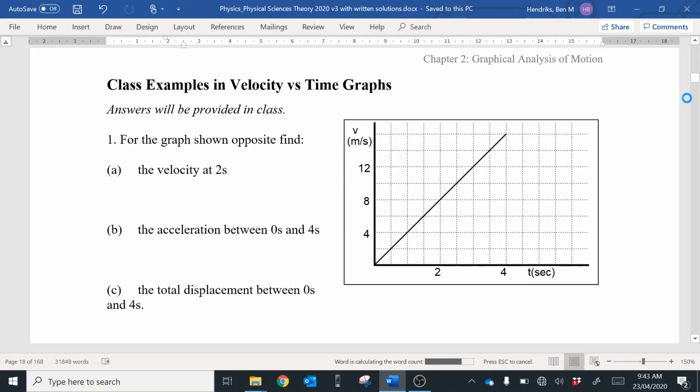Okay, so we're now doing examples in velocity versus time graphs. For this first one, we want to find the velocity at 2 seconds. It's just a matter of, again, we've got velocity here and time in seconds on here. So at 2 seconds, we can just read off the graph that the velocity was 8 meters per second in the positive direction.